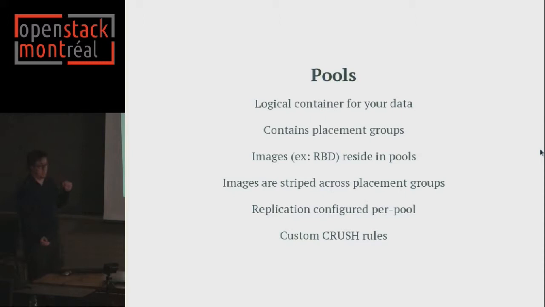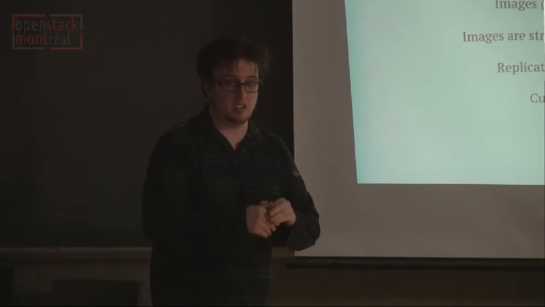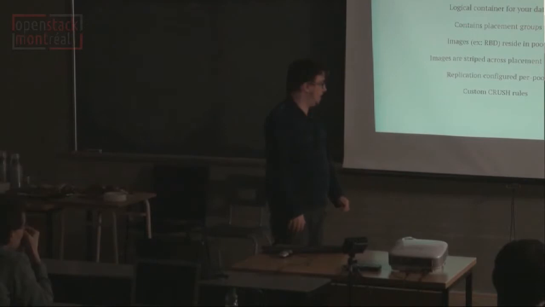Images, for instance, Rados block devices, belong in pools. So when you create a block device, you're going to have to specify in which pool this block device will reside. Images are striped across placement groups. That means your block devices are actually replicated and consistent across a cluster. And I talked about replication per pool and custom Crush rules.